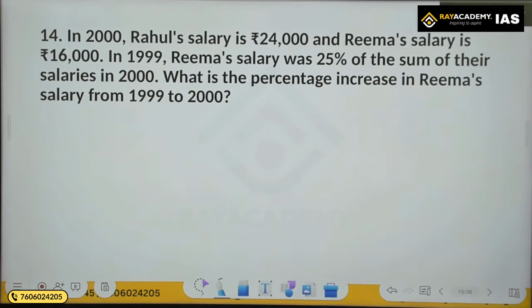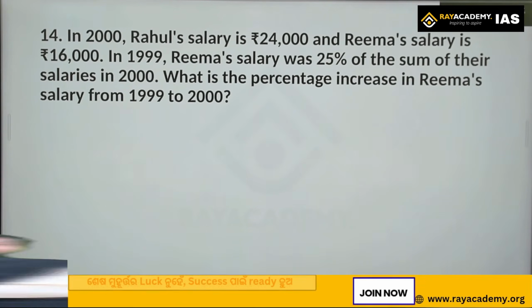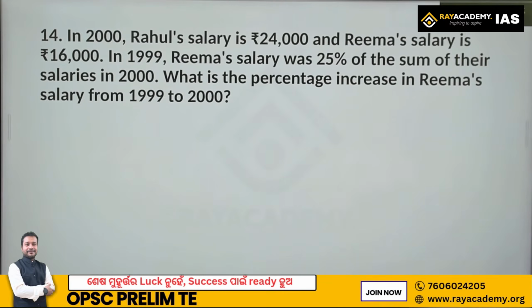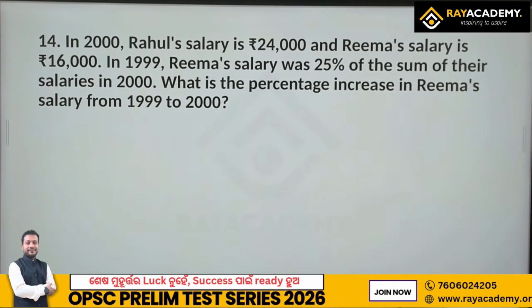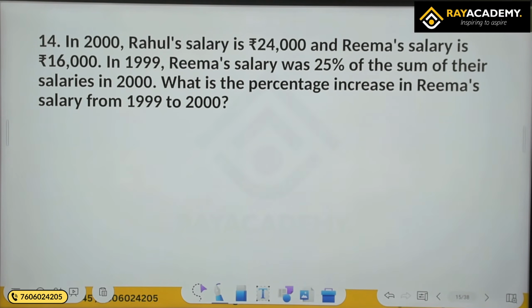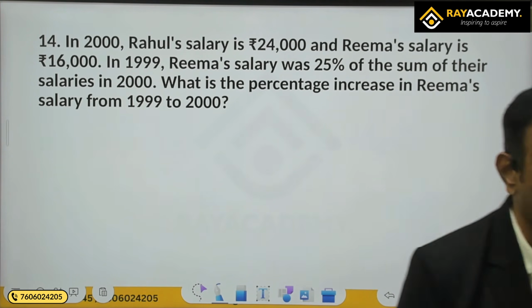In 2000, Rahul's salary is 24,000 and Rima's salary is 16,000. In 1999, Rima's salary was 25% of the sum of their salaries in 2000. What is the percentage increase in Rima's salary from 1999 to 2000? So there are some figures. You have to see what is the salary of Rima in 2000 and what is her salary in 1999. Then we can compare the percentage increase. Okay, let me write it here.